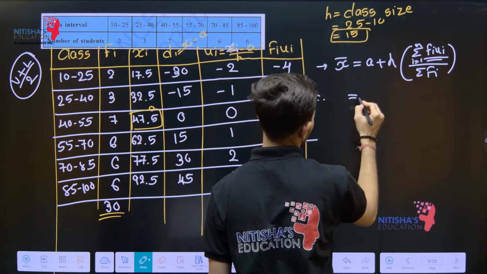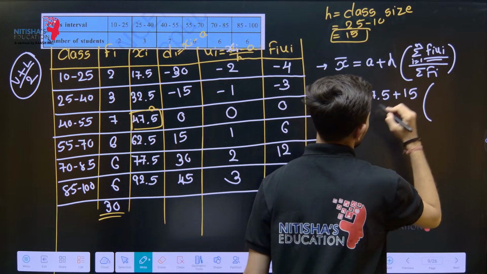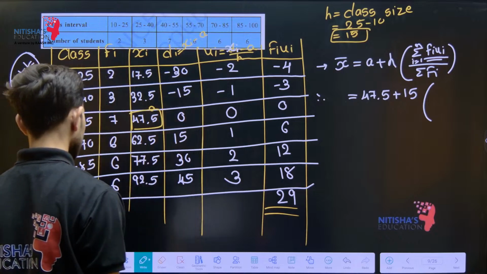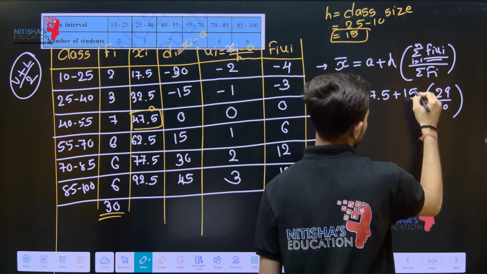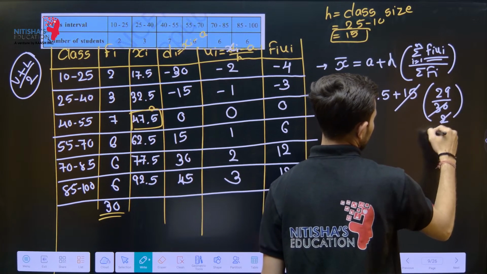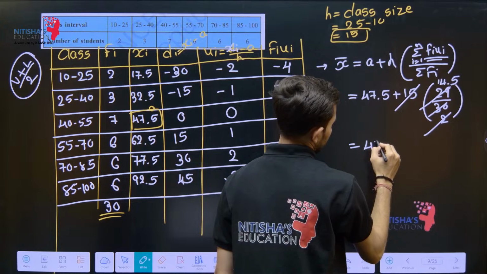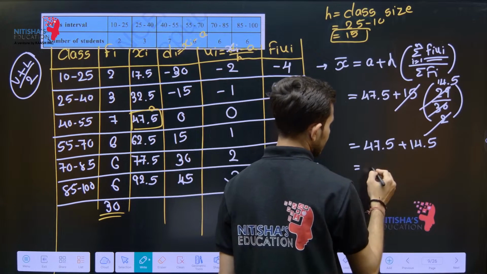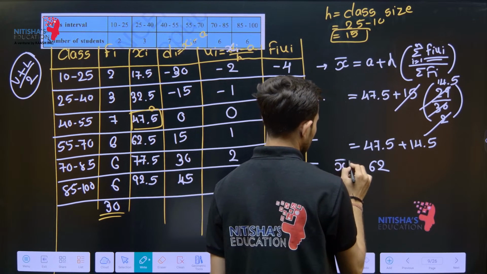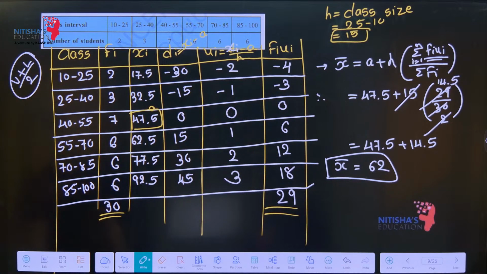So a is 47.5 plus h is 15. Here fi ui is 29 and fi is 30. So it's 15 2s are 30. If we divide 29 by 2, then it will be 14.5. So 47.5 plus 14.5, if we add both of the numbers, we will get 62 as the mean. So with the help of this step deviation method, we can find mean in the following way.